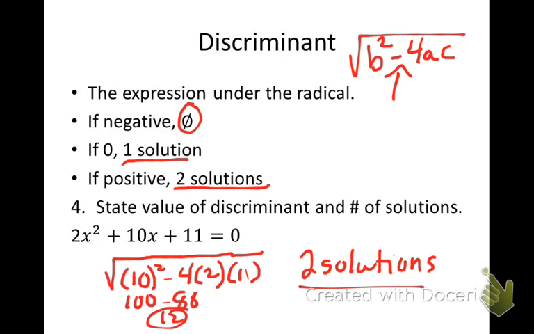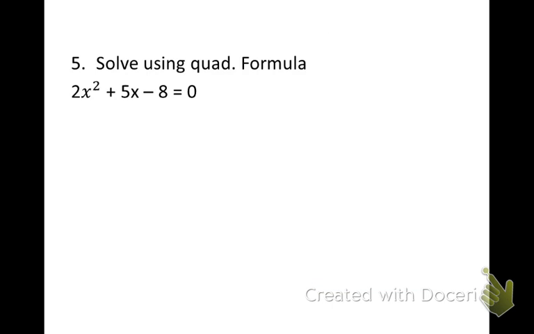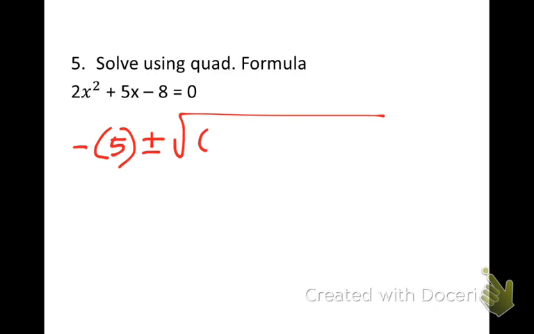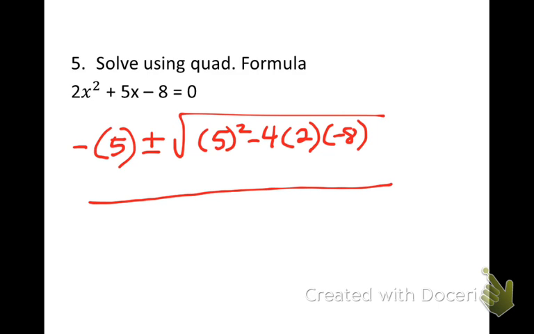Alright, and now we're just going to use the quadratic formula to solve. So it is set equal to 0, so it's ready to go. So negative b, which in this case is 5, just need my parentheses, plus or minus the square root of 5 squared minus 4 times a, which is 2, times c, which is negative 8. Again, don't forget your bottom, all over 2 times a, which in this case is 2.